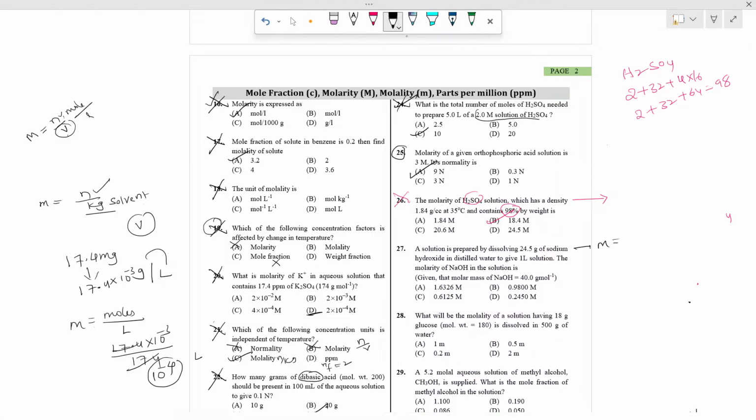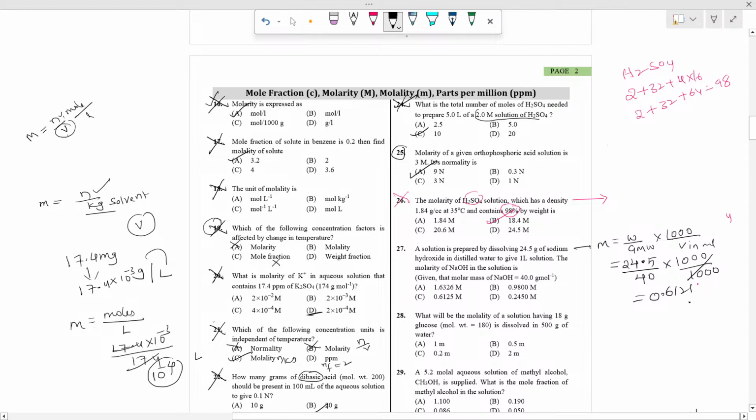So molarity is equal to weight upon gram molecular weight into 1000 upon V in ml. What is the weight? 24.5 grams is given. What is the gram molecular weight? 40. And 1000 upon V, 1000 because it is 1 liter; otherwise you can take 1 by L directly. So 24.5 upon 40 is nearly 0.6125. So the answer is this one.